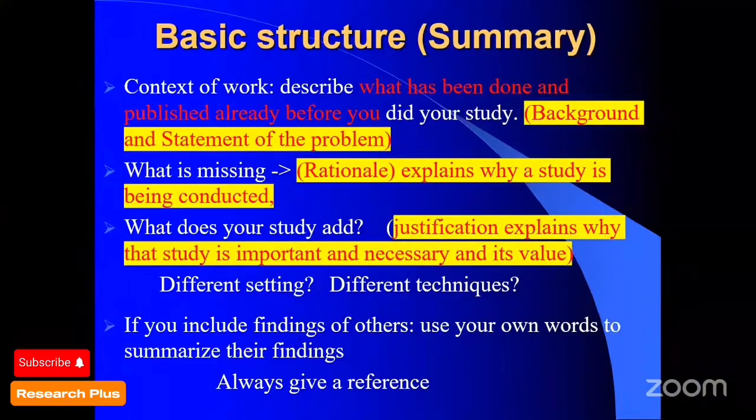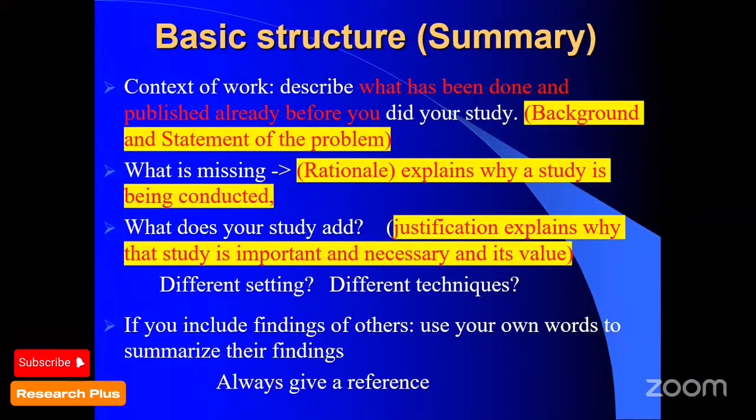So, in summary, generally, the first paragraph should talk about the context of the work, to describe what has been done or published before you. Sometimes you hear it as some people say they are talking about the background or statement of the problem. Then you talk about what is missing based on the current knowledge about this topic. Some people may call it the rationale, explaining why the study is being conducted. Then what does the study add? That's what sometimes you hear as justification, which explains why the study is important and the value it adds.